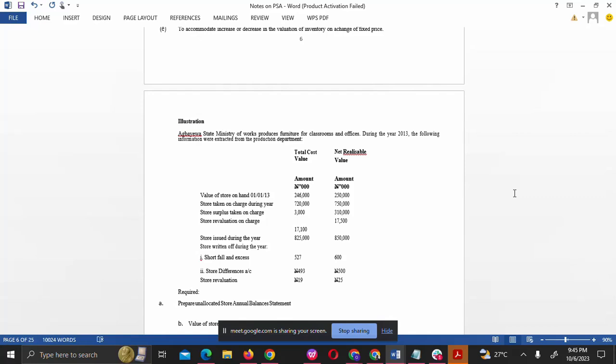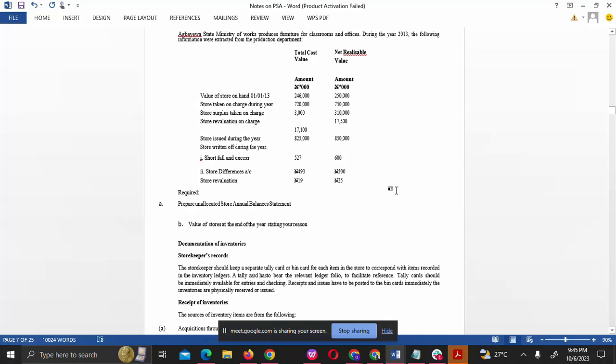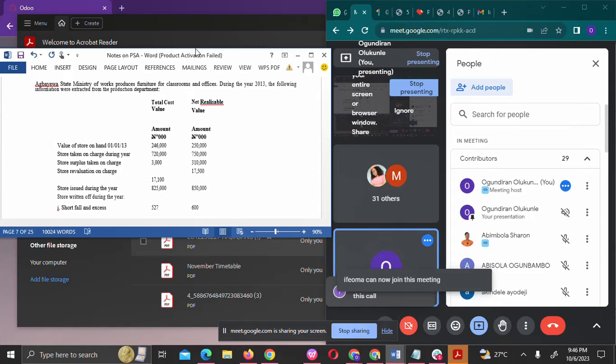I can't really see the B part of it, sir. You have a notification blocking it. So B says value of stores at the end of the year, stating your reasons. Now to do this, it is very simple. No thinking required, right? All we just need to do is to open our annual balance statement at the end of the year. So let me just do that to explain what we have.